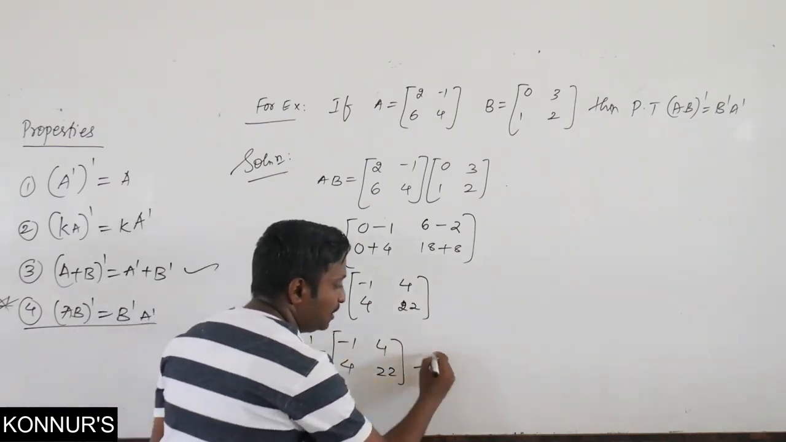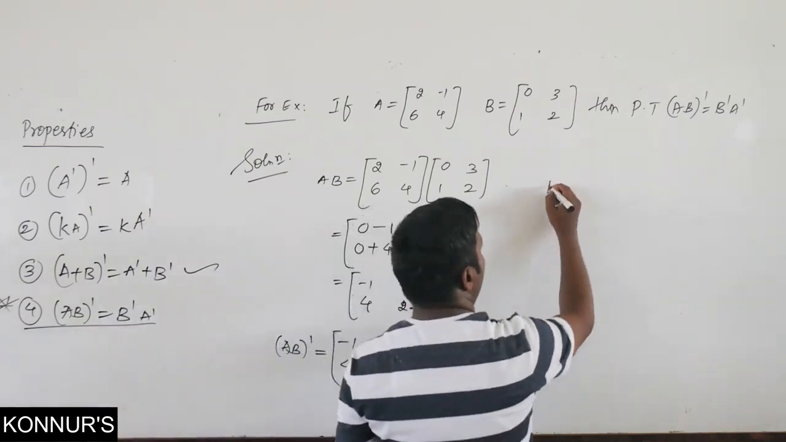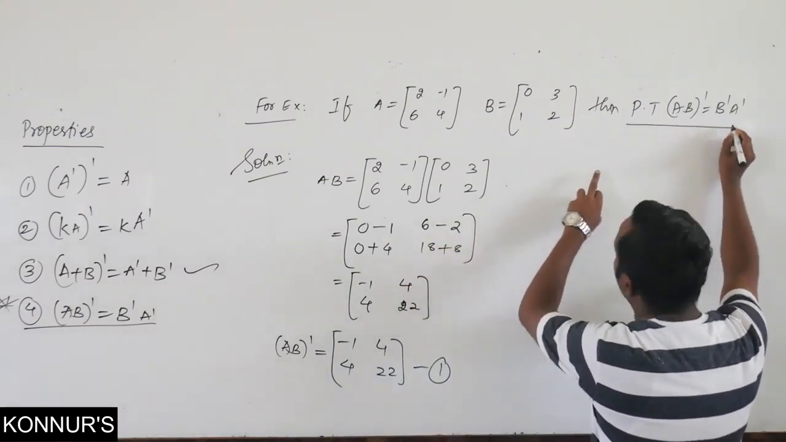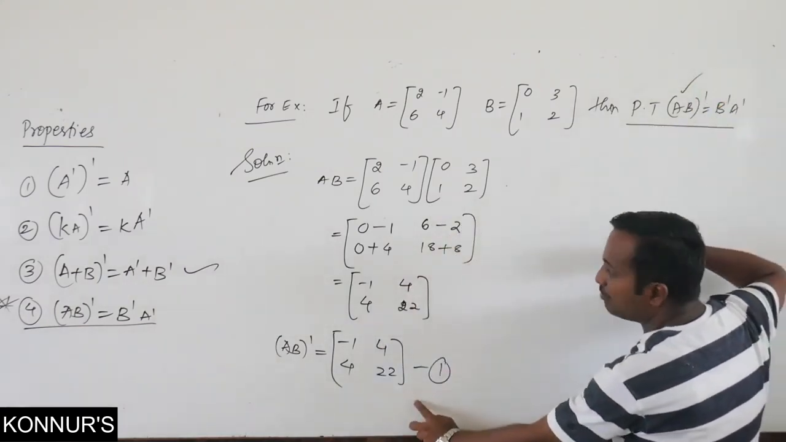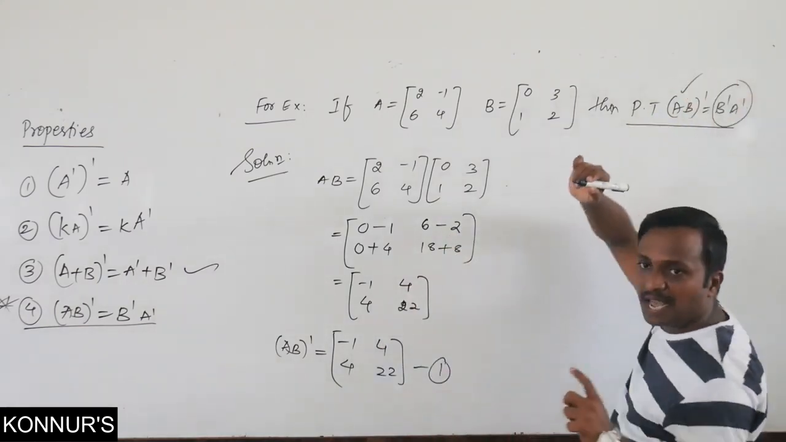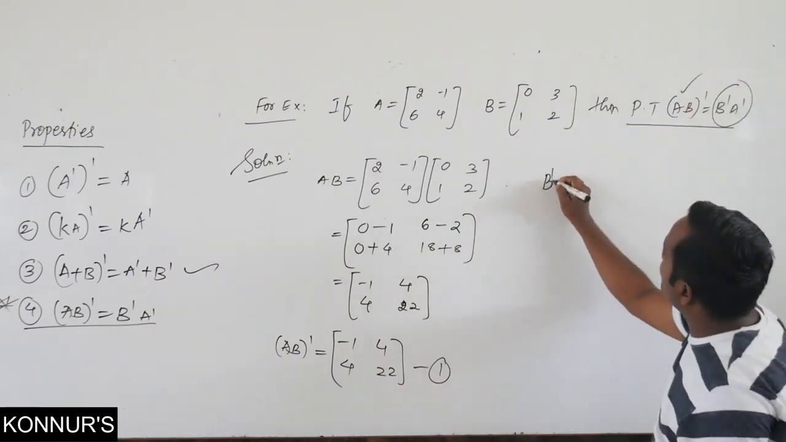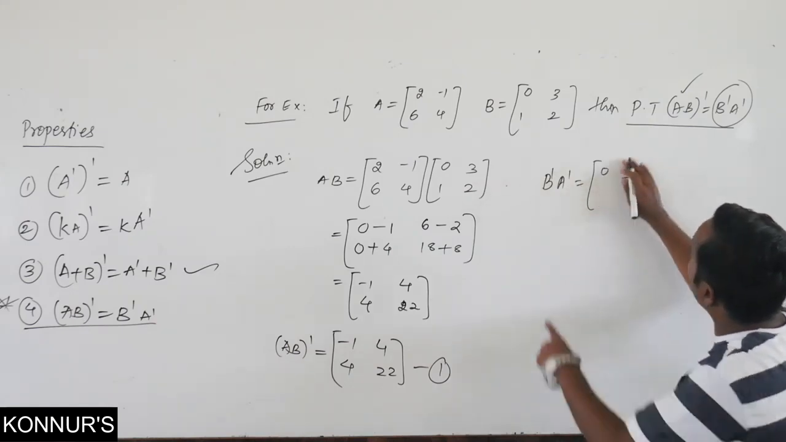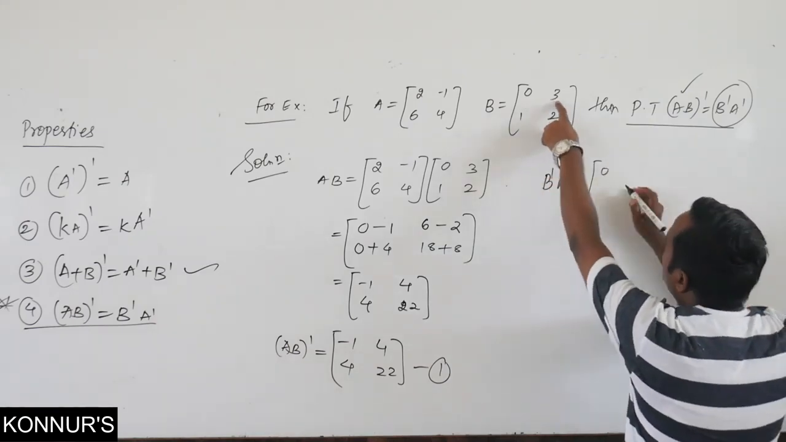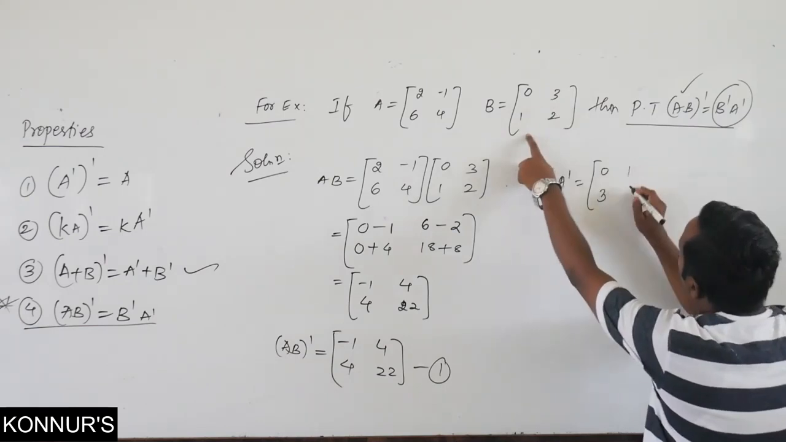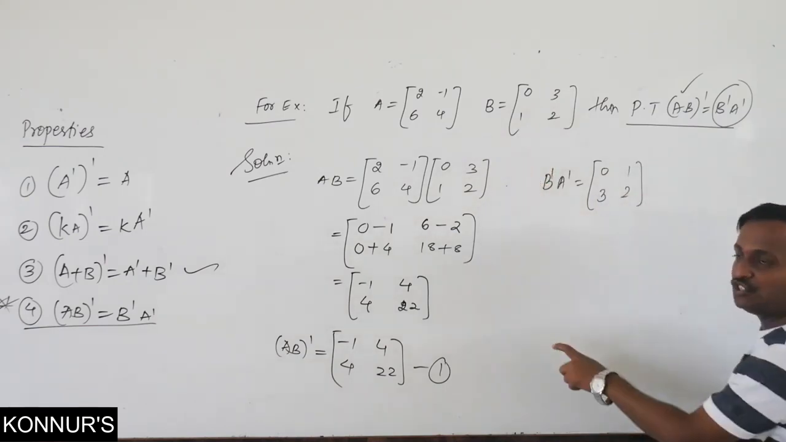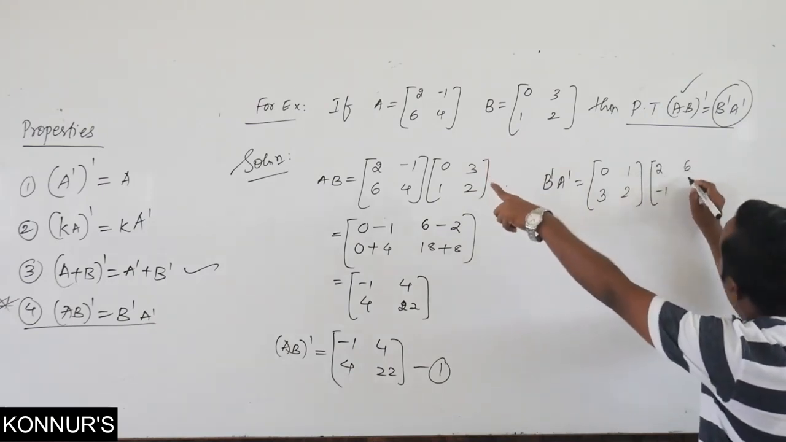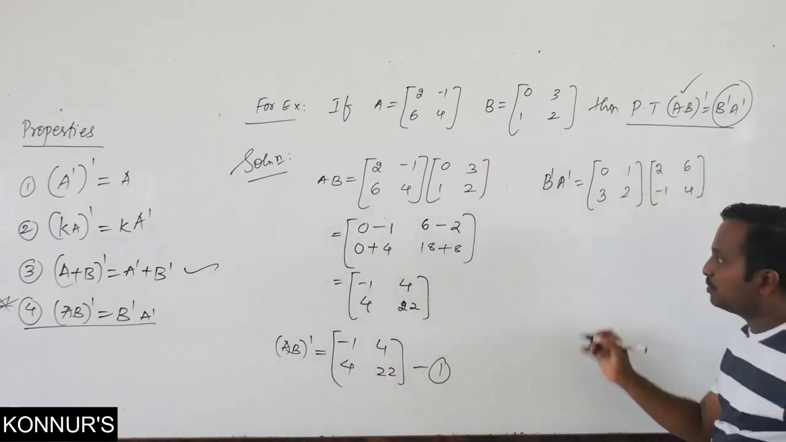This is the first one, I will take it. And next, what do I have to do? B dash, A dash. I will write B dash, A dash. B dash is nothing but B: 0, 3, 1, 2, row column interchanging. A dash is nothing but A, 2, minus 1, 6, 4, row becomes column, column becomes row.